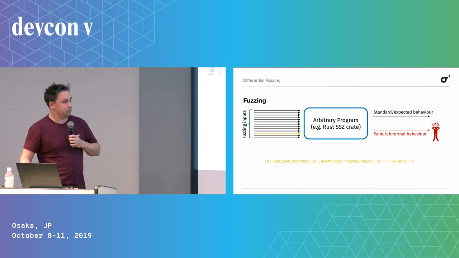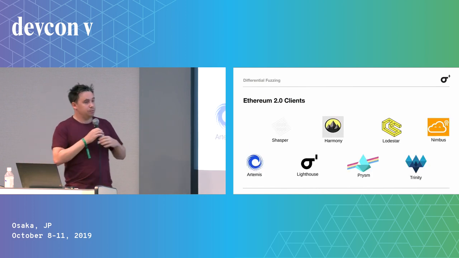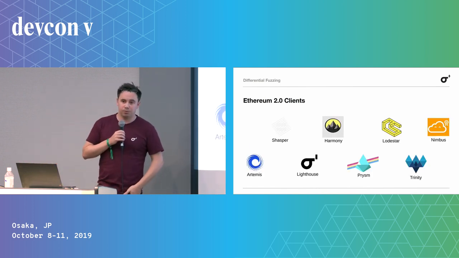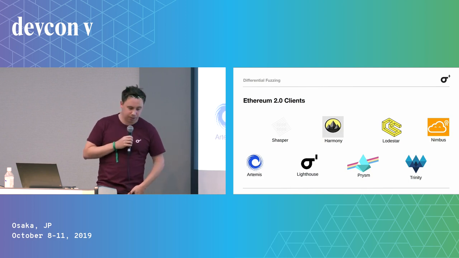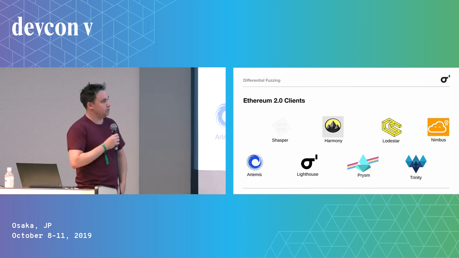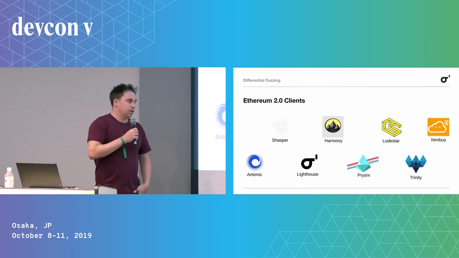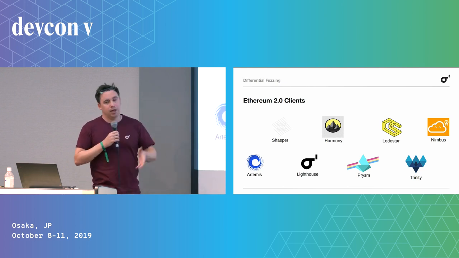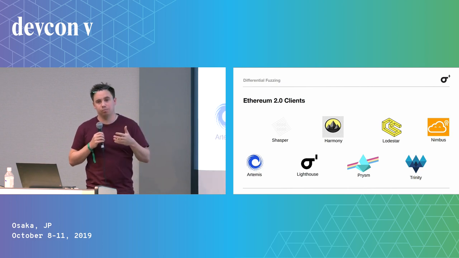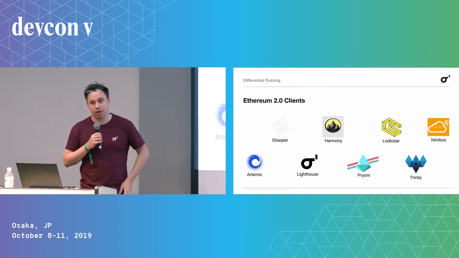So how does this relate to Ethereum 2? In Ethereum 2, there's a whole range of clients over a variety of different programming languages. Each of the clients has implemented the consensus logic in its own way. So there is a chance that any of these clients, given a set of inputs, could produce an output that is different from another client.